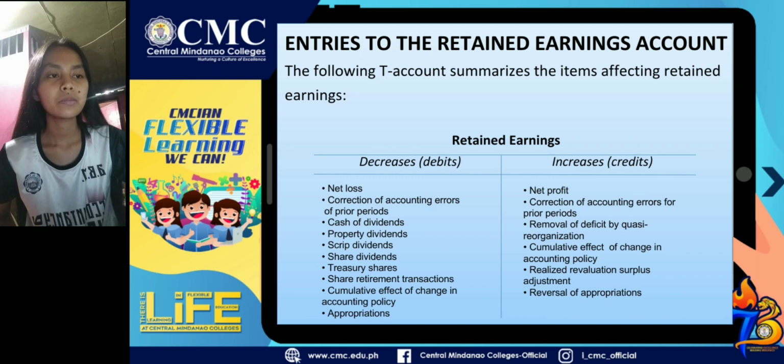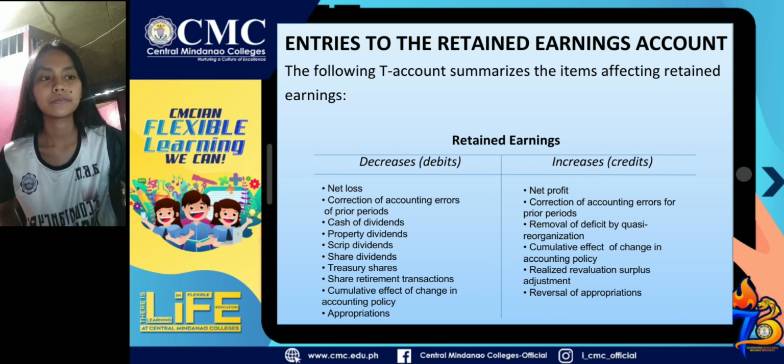While sa increases naman or sa credit side, yung mga item na nakaapekto ng retained earnings ay yung mga net profit, correction of accounting errors for prior periods, removal of deficit by quasi-reorganization, cumulative effect of change in accounting policy, realized revaluation surplus adjustment, and reversal of appropriations.